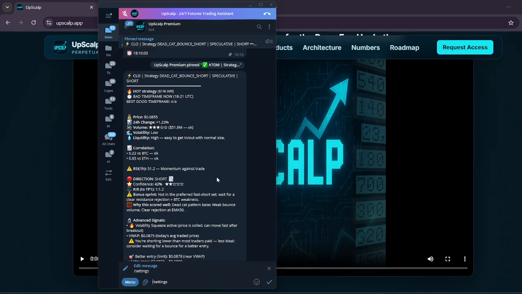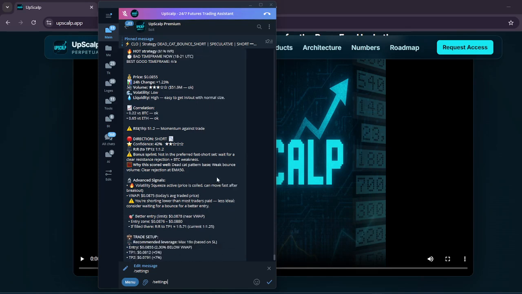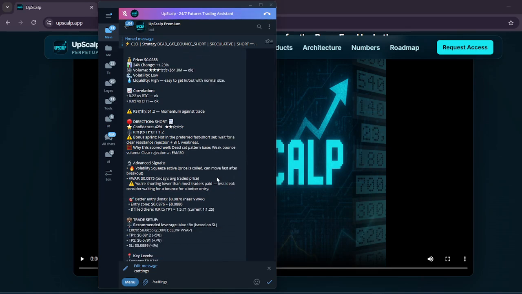Then we have the trading information, so it's telling us that it's a short, confidence 42%. There's a medium score, not quite good, but almost good. It's giving me the risk and reward rating there. It's giving me some information about how this fits into the context of the market.